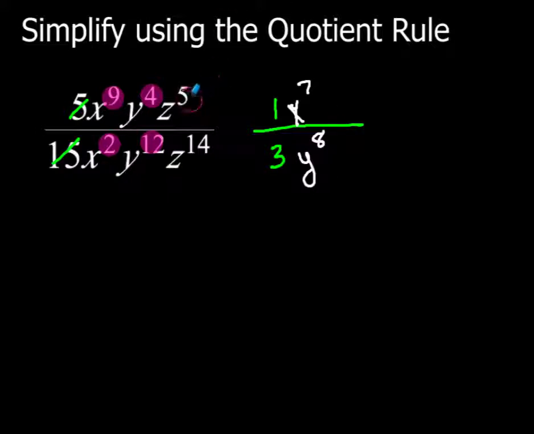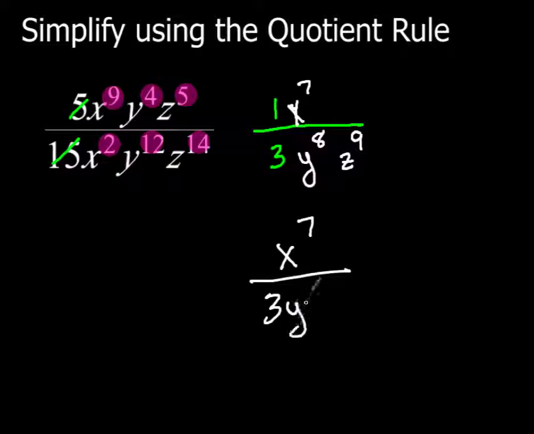And likewise, when I take a look at the z exponent, I have z to the 5th and z to the 14th. So 14 minus 5 gives me 9. But 14 is bigger than 5, so z gets written in the bottom. So z to the 9th power is in the bottom. So again, you don't have to write the 1. So you could just write it as x to the 7th over 3y to the 8th z to the 9th. All right, that would be your final answer for simplifying this problem using the quotient rule.